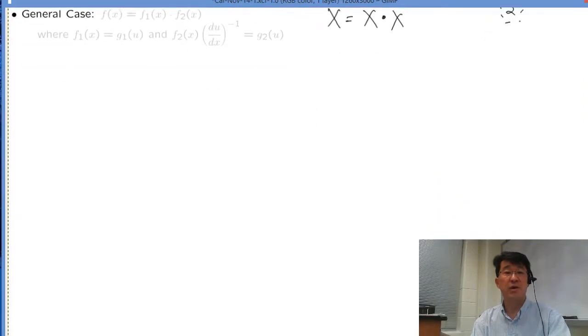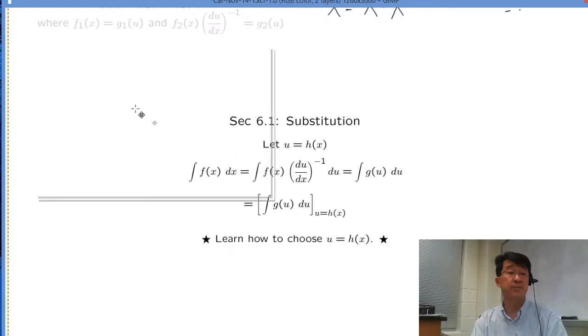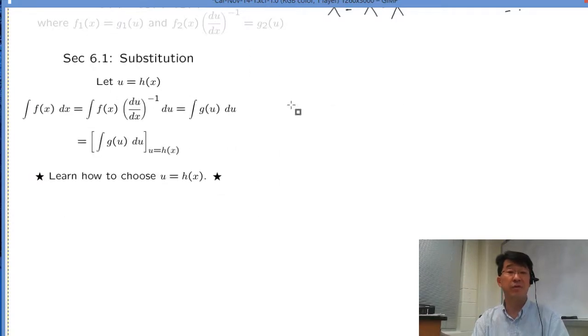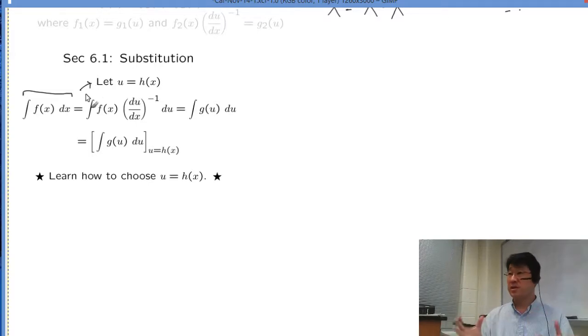So this is the summary, the substitution method. Write this one down, and we'll be using this one all the time. So this is a summary of everything we have discussed. I mean, almost everything. You're looking at this problem, and you come up with your choice of u equals h(x). That's not so straightforward. You have to try it. Once is a good one.